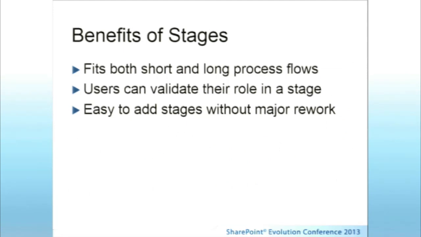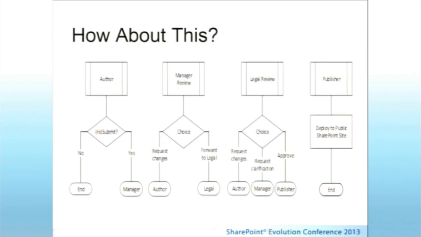The advantage of stages is that they fit both short and long process flows. In fact, let me back up here for a second. It is entirely possible for this to go back and forth between the manager and the author 15 times until the manager's finally happy. And then it goes on to legal, who might then send it back to the author, who then makes a change that the management likes, that legal then sends back with a question that gets answered, which requires another change that gets approved and published.